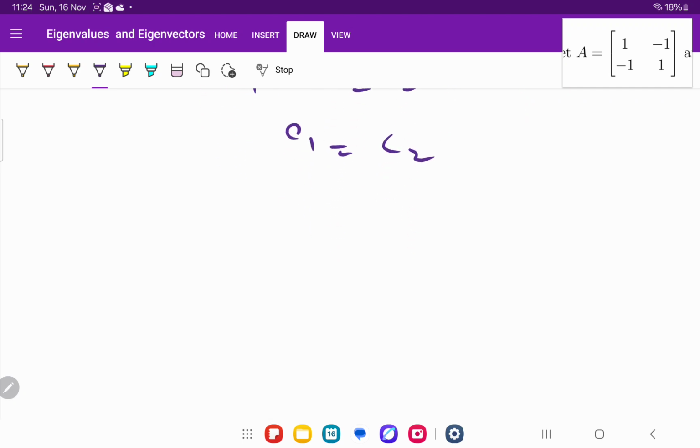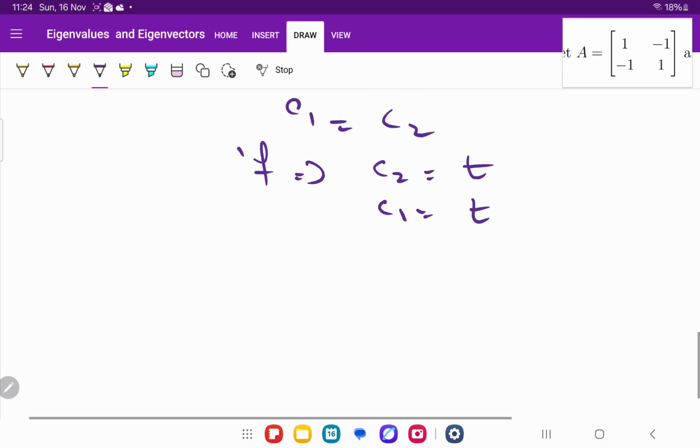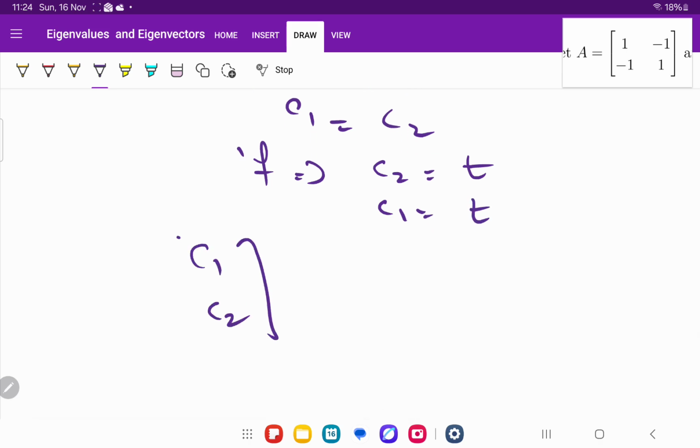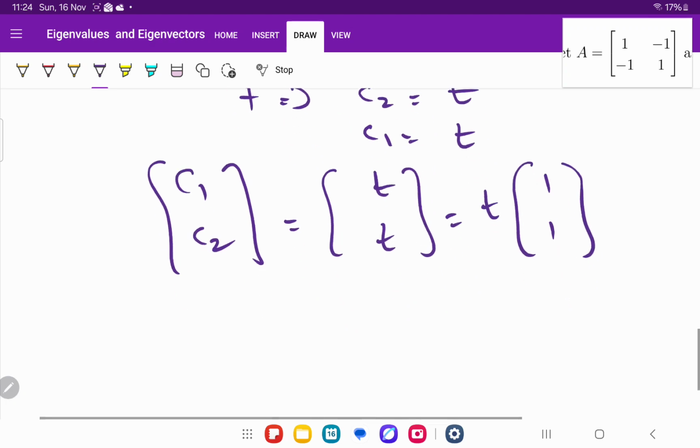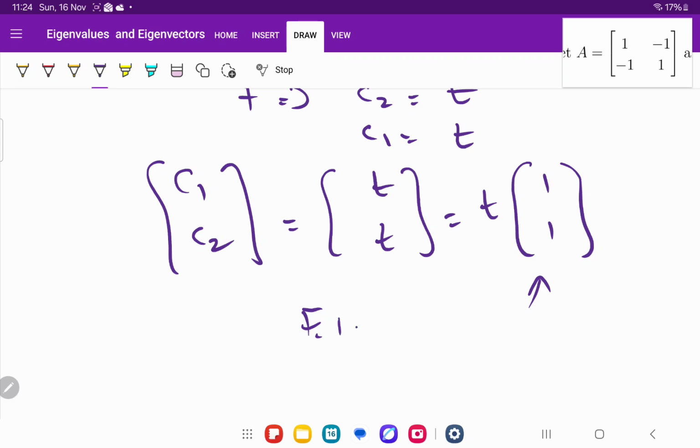So it means that if C2 is equal to T, then C1 is equal to T. So C1, C2 equals T and T, which is T times (1, 1). That is called the eigenvector. So basically, solve the system of linear equations, and whatever you get after that is called the eigenvector.